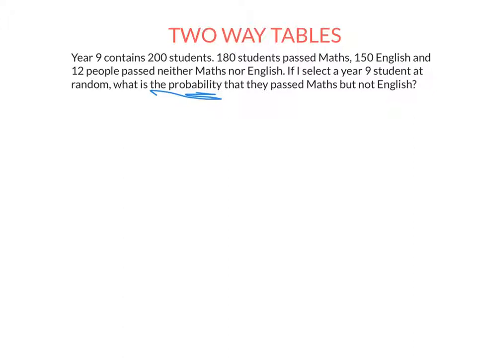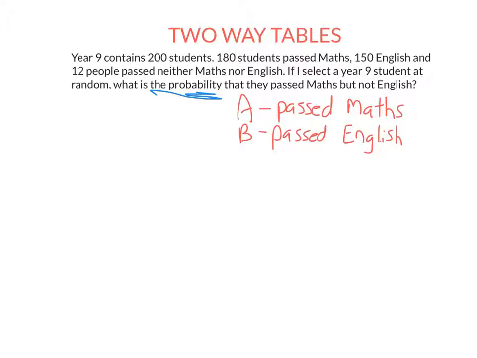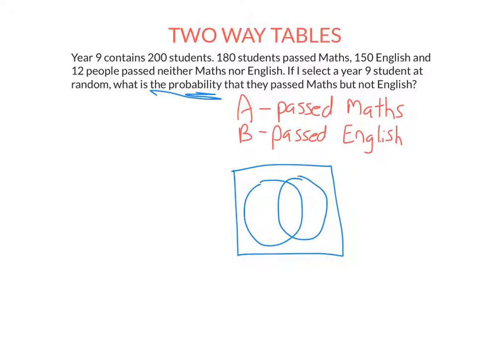You probably know that we could put all of this information in a Venn diagram, just like we did last lesson. If we set up our Venn diagram, they always look the same. We have a rectangle and two circles for the two sets: set A, they passed maths, and B, they passed English. So we know how to do this.